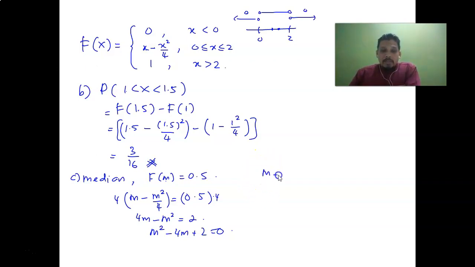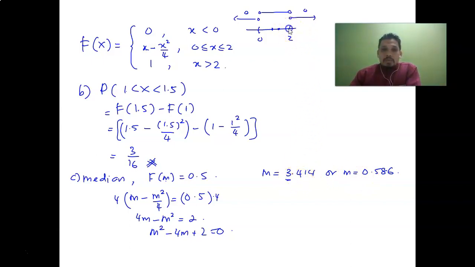Then it gives you m equal to 3.414 or m equal to 0.586. Okay, since the value of m should lie in between 0 until 2, look at these two values here.